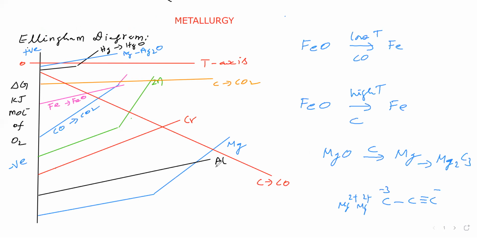We are not using carbon as the reducing agent because of this. In the same way, aluminum with carbon gives aluminum carbide. To avoid that, we go for an electrolysis process. Bauxite ore is taken for electrolysis, the Hall-Héroult process. In that, we get aluminum at the cathode. For iron, we use carbon as the reducing agent at high temperature. Iron oxide is converted into iron; carbon is the reducing agent, but at low temperature, carbon monoxide is the reducing agent.